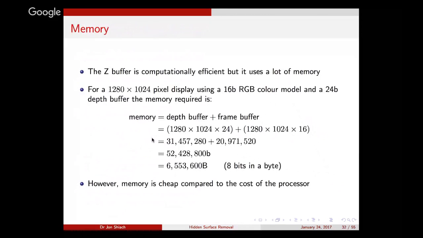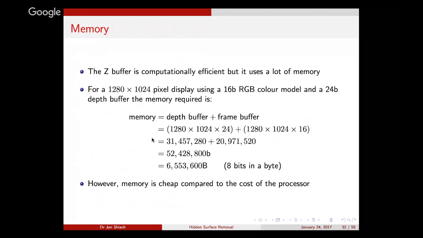Okay, so the z buffer is computationally quite cheap. We're having to do all that interpolation anyway, as we'll see when we get onto filling methods later on this term, so we've got all that information. It's efficient, but it uses a lot of memory.